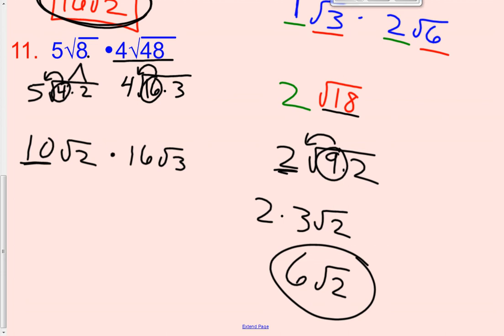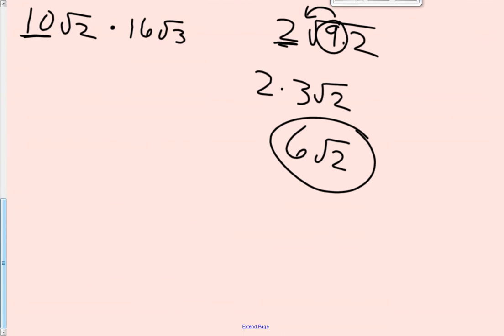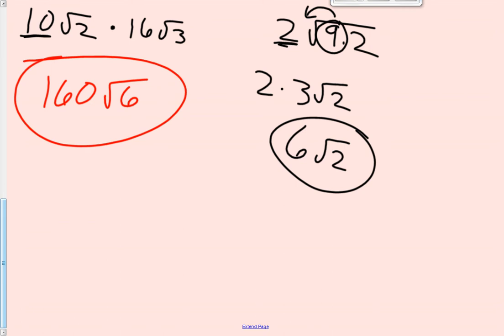You multiply the coefficients by each other. 10 times 16 is 160. And you multiply the radicals by each other. Square root 2 times square root 3 is square root 6. Always check to make sure that your radical is completely simplified. If you could take something out, make sure you do that. But I can't take a squared number out of 6, so my answer is left like this. 160 multiplied by the square root of 6.